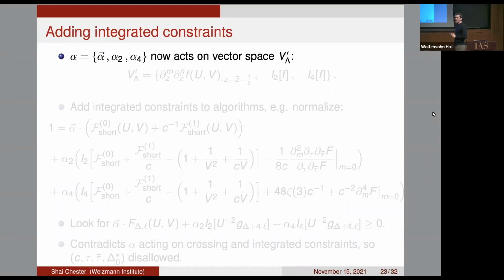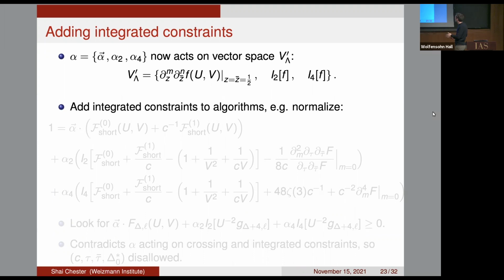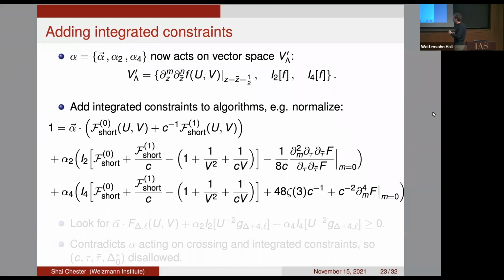Now let's see how we have to change this if we want to add in integrated constraints. Instead of just having a functional which acts on functions of u and v, we're going to add two more elements to this functional, which I call alpha 2 and alpha 4. They're acting on this bigger vector space, which will also include an integrated constraint acting on the function of u and v. There are two integrated constraints, so we have I2 and I4. All that means is that in all the bootstrap algorithms I just showed you, you're just going to add these two new elements of the functional acting on the respective integrated constraint.